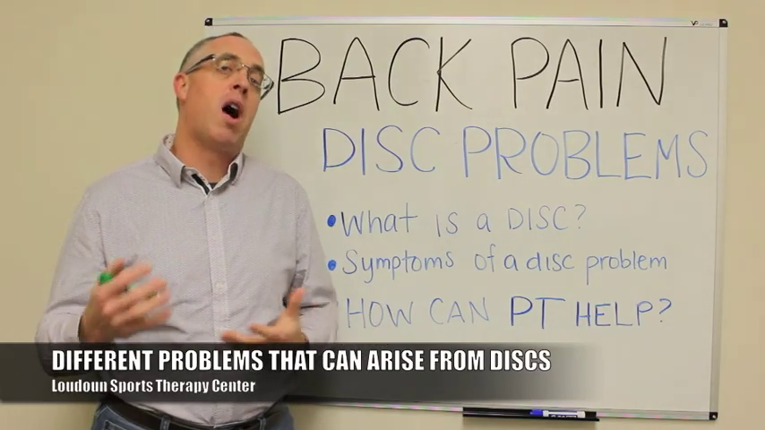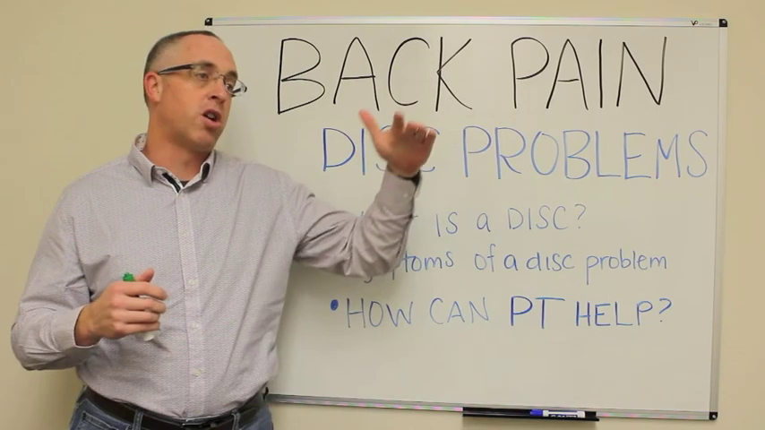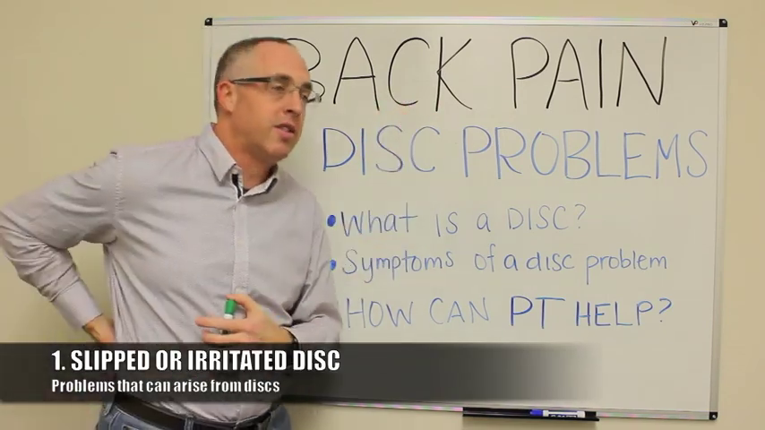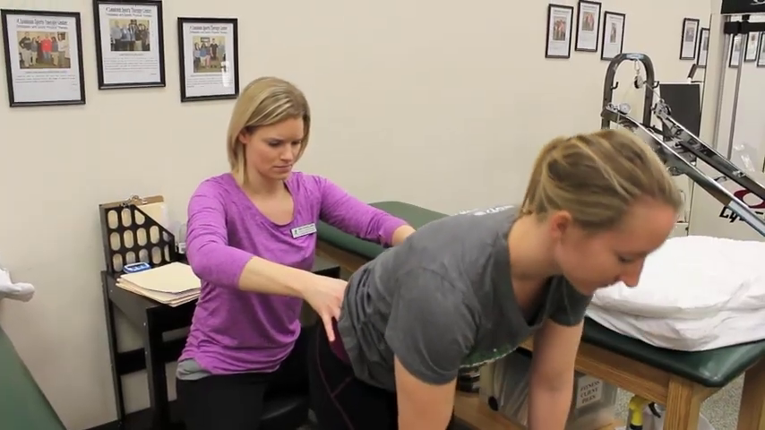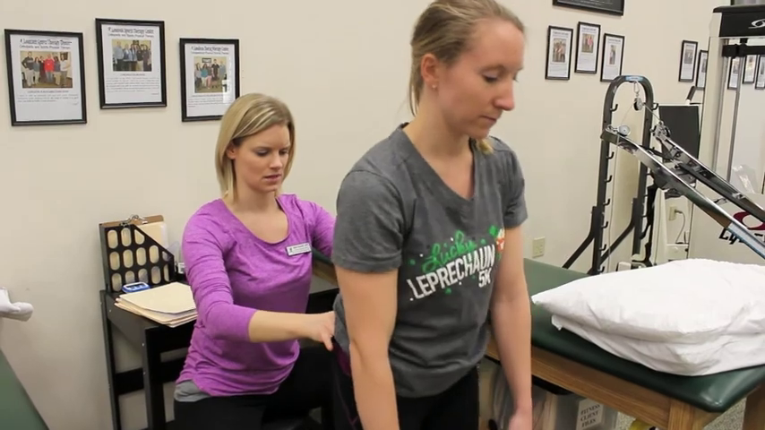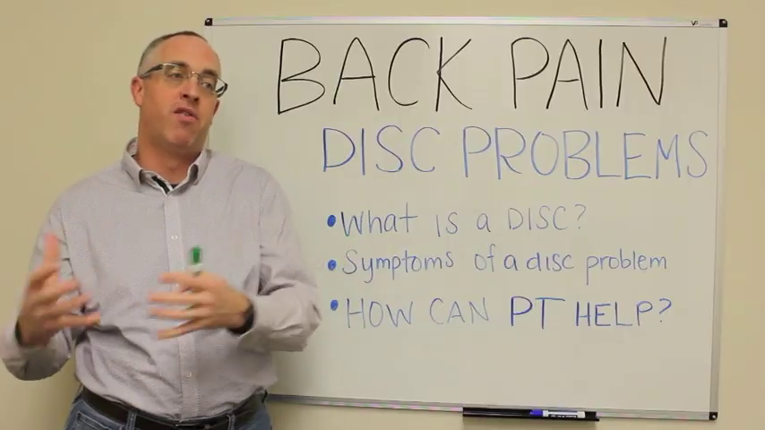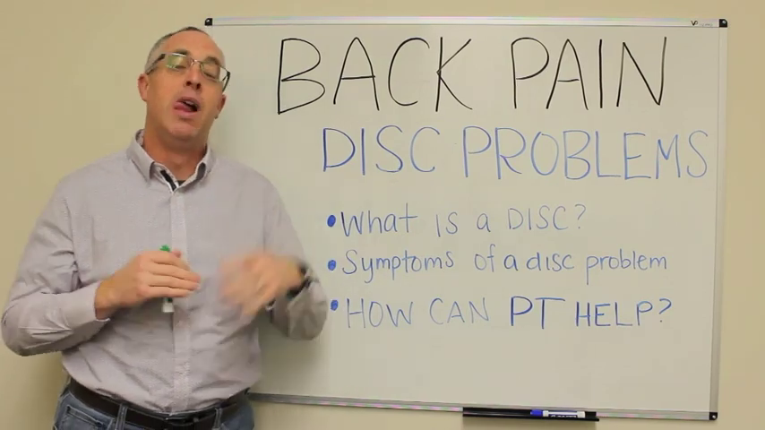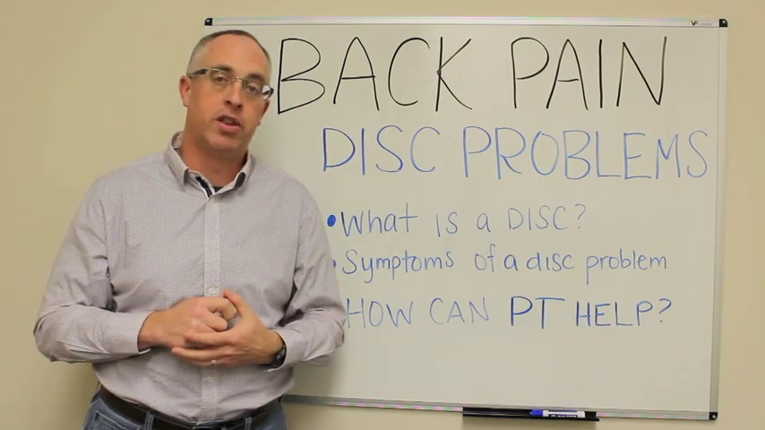What are some different problems that can arise with discs? Well, you can start off with what would be termed a slipped or an irritated disc. That's basically somebody who's got, in the case of a low back, some low back pain. It's probably centralized more in the center. It might spread off to the sides a little bit. But in some shape or fashion, the pain is coming from pressure on the spine, which ultimately is creating pressure on the disc. The pressure on the disc is putting pressure onto something, which is what's causing the pain.